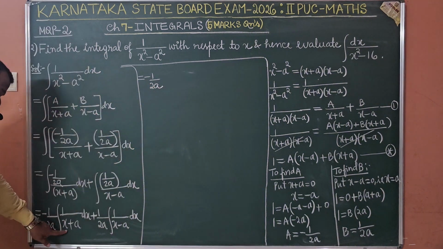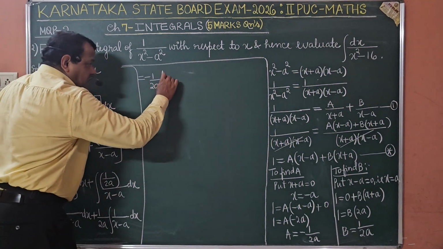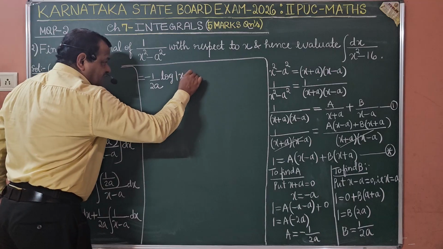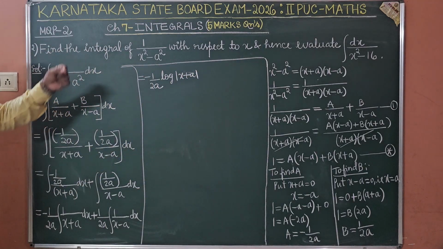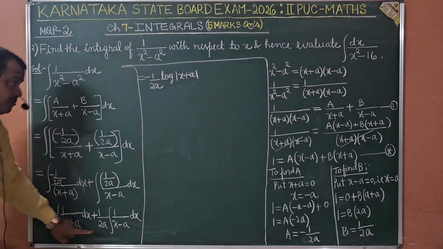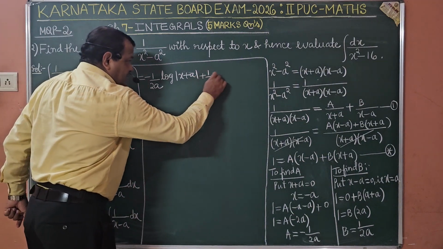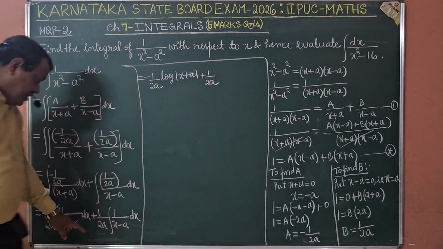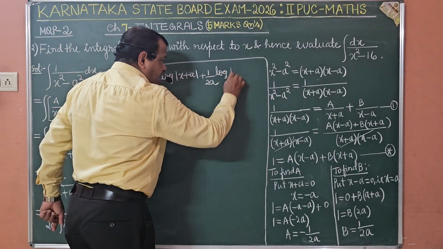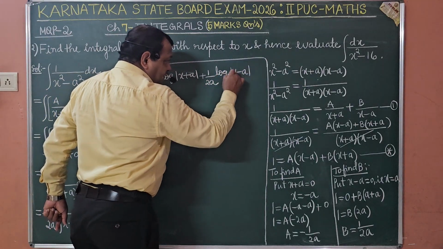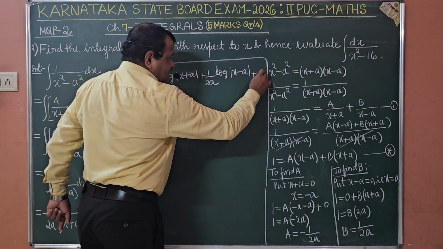Now, the integration of 1 by x plus a is log of mod of x plus a to the base e divided by the differentiation of x plus a, which is 1. No need of writing. Then plus 1 by 2a into, what is the integration of 1 by x minus a? Log of mod of x minus a to the base e divided by 1, and there is plus c.